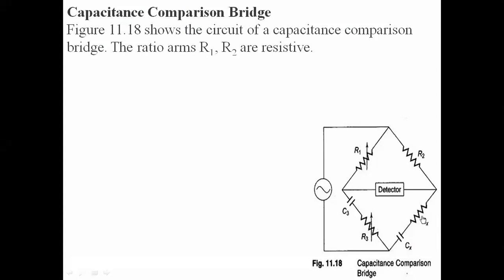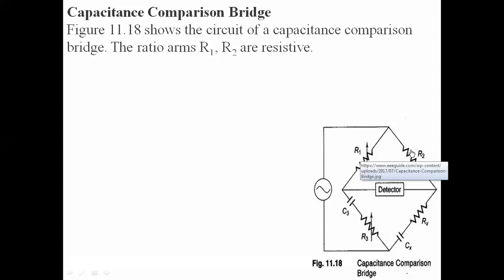So this is the resistance associated with the unknown capacitance value. Here we have to find out this Cx value, the unknown capacitance, so we will see how to do that using this capacitance comparison bridge. Generally we can use a third arm here.